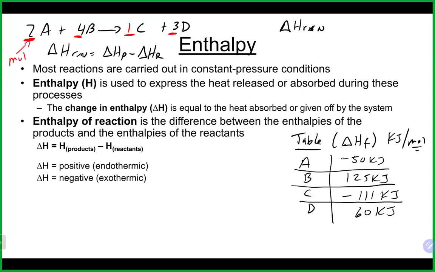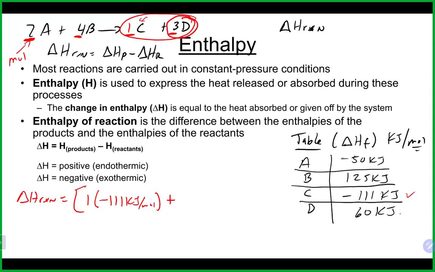So when you calculate this, you do have to multiply the coefficient times the number that you find in the table. So if we were going to calculate this, our delta H of our reaction would be, starting on our product side, 1 times the value that we'd find for C. So we would take 1, and again, you don't necessarily have to do the 1 here, minus 111 kilojoules per mole. We're then going to add it to 3, which is the coefficient here, times the value for D in our table. We take 3 times 60 kilojoules per mole. And pretty much this is all of our products, right? That's everything we got going on for our product side.